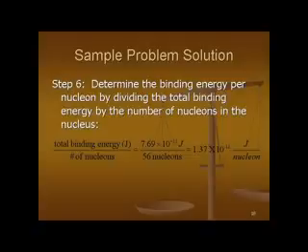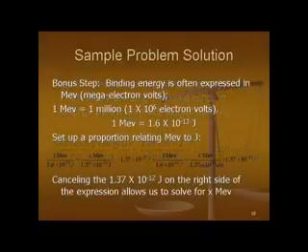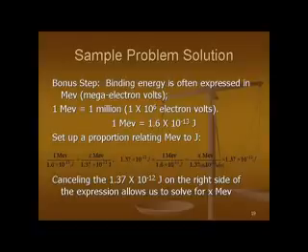Remember that the number of nucleons is equal to the mass number. And when we do that, we get 1.37 times 10 to the negative 12th joules per nucleon. We have the binding energy in joules per nucleon, but it's kind of a bulky number. 10 to the negative 12th is a difficult number to conceive of.